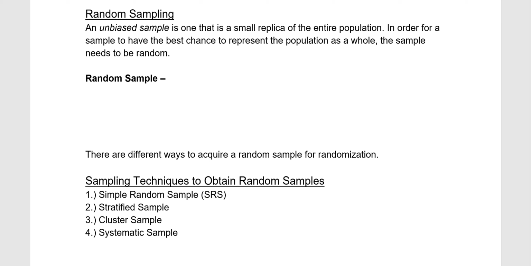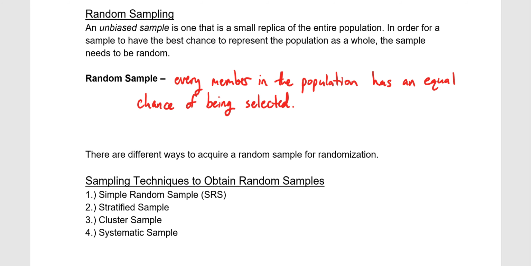So an unbiased sample is going to be a sample that is a small replica of the entire population, which is what you want, because if you're going to choose a sample and make decisions for the whole population, you want that sample to be representative for the whole entire population. And in order for a sample to have the best chance to represent the population as a whole, the sample needs to be random. So the definition of a random sample is that every member in the population has an equal chance of being selected.